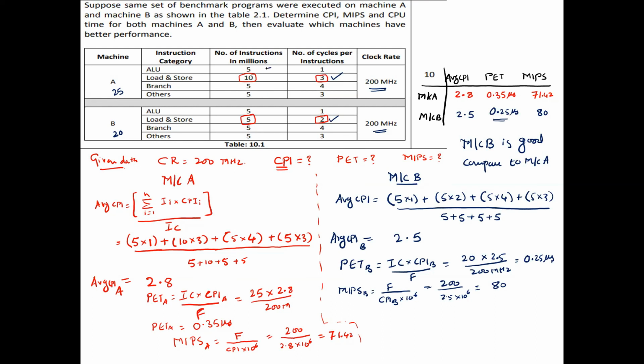I can make it here as 5, here I can make it 20, here 10, here 10. I can make this as 2, 4, 4, then 5, then 4. So these will be the changes made in the table, and sometimes I can change the clock rate also. So accordingly, you need to substitute and find out.